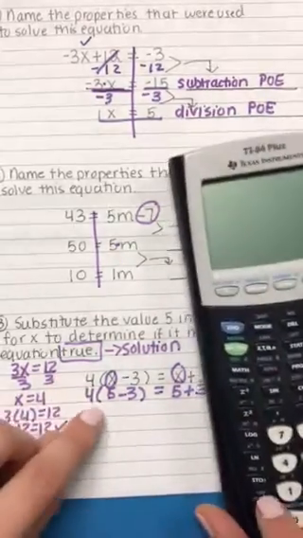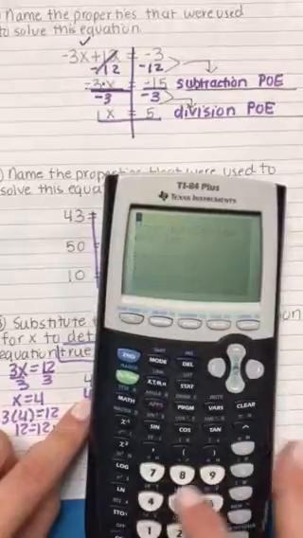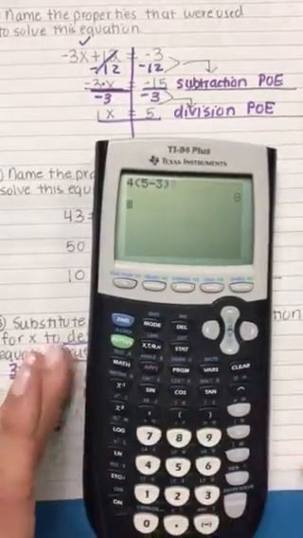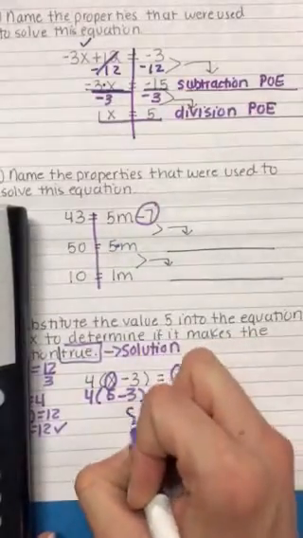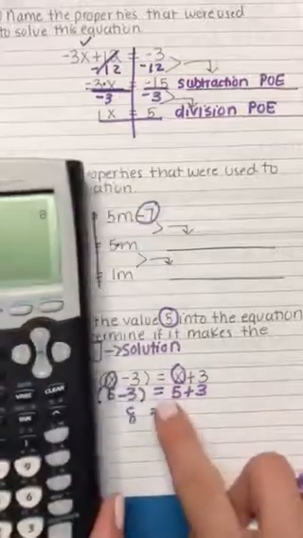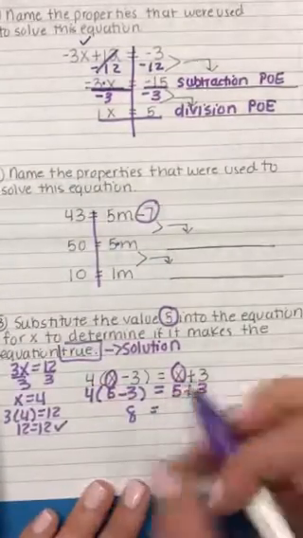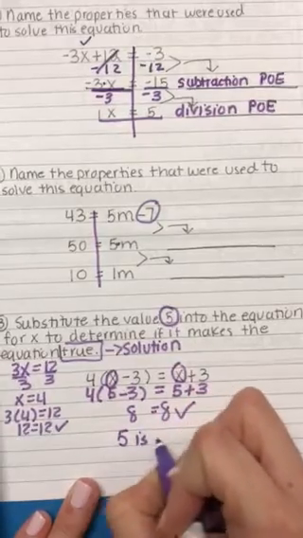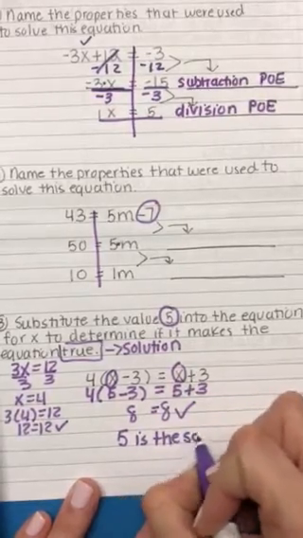And then the way I'm going to check this is I'm going to type this side into my calculator. 4 times 5 minus 3 in parentheses equals 8. So the only way 5 is a solution is if this other side is also 8. And we do know that 5 plus 3 is 8. That's a true statement. So 5 is the solution.